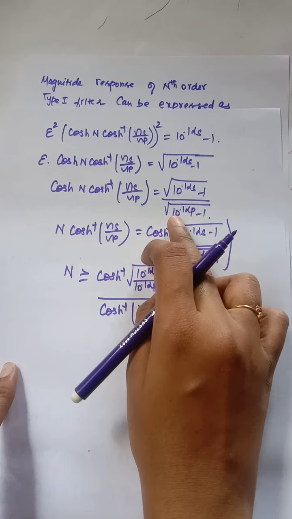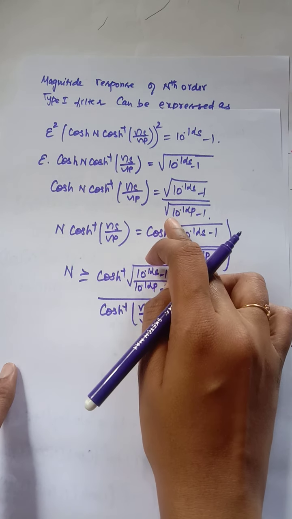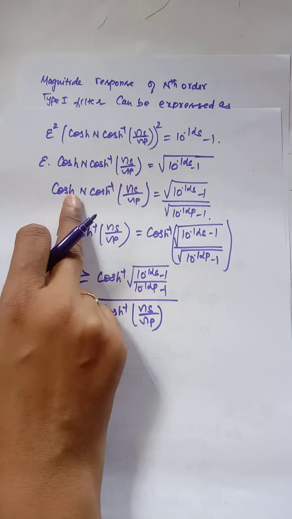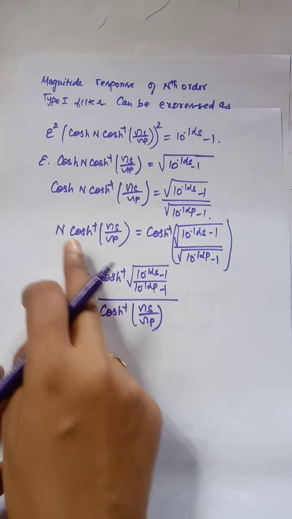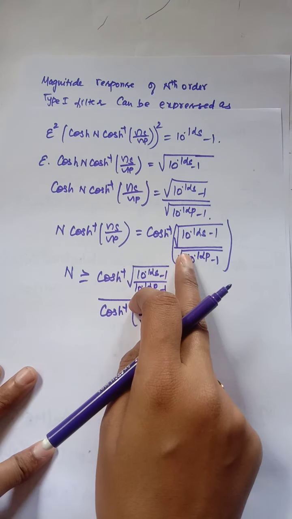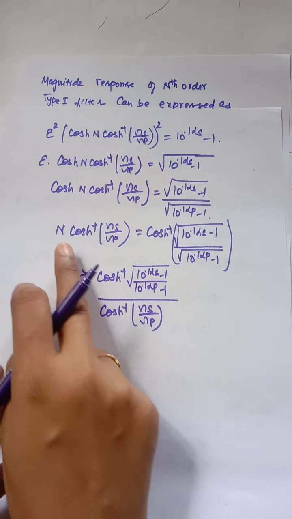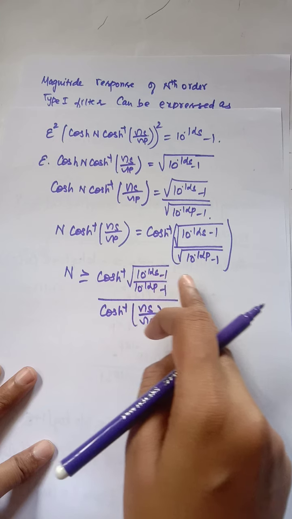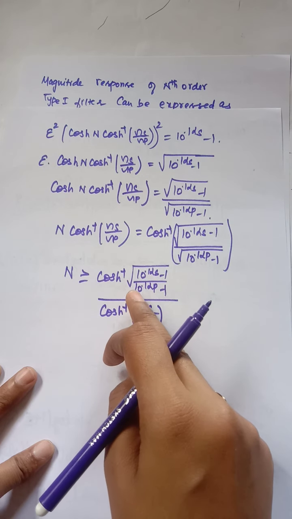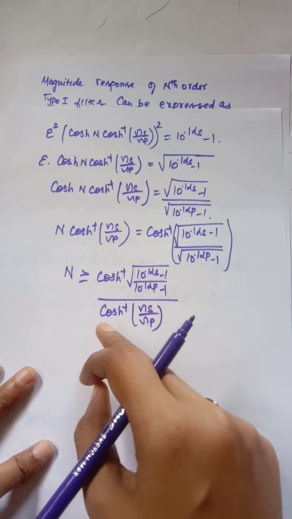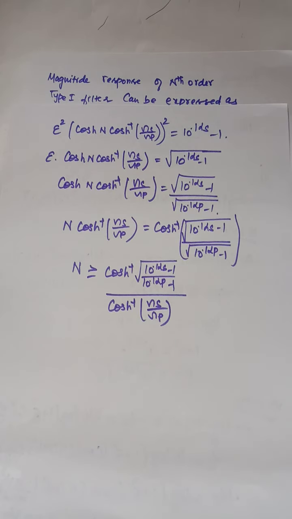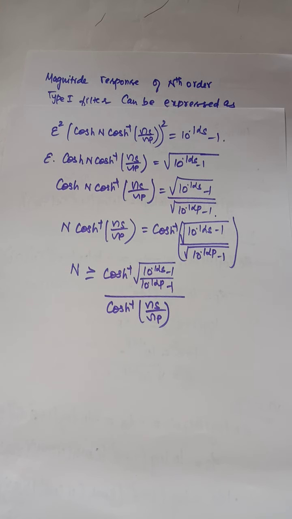When I bring epsilon, we know that epsilon is the root of (10^(0.1 αp) − 1). So for cosh(n cosh⁻¹(Ωs/Ωp)), if I bring cosh to this side, I get cosh⁻¹. So n is greater than or equal to cosh⁻¹ of the root of ((10^(0.1 αs) − 1) divided by (10^(0.1 αp) − 1)), divided by cosh⁻¹(Ωs/Ωp). This is the formula to find the order of the filter. In the next video, we will discuss the design steps.